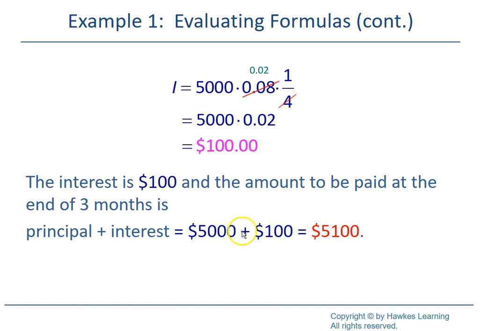Now you would have to add this interest to the principal. So the amount that you would pay back is $5,100. Again, be sure you are answering the question they're asking.